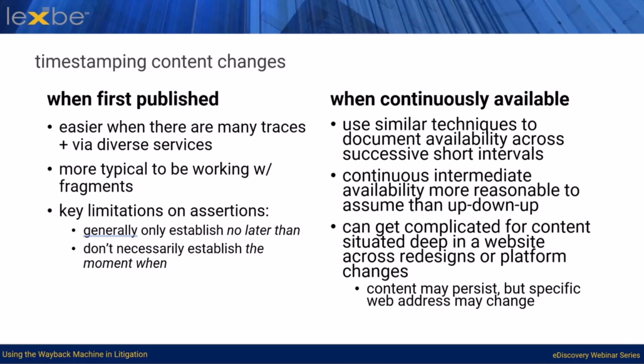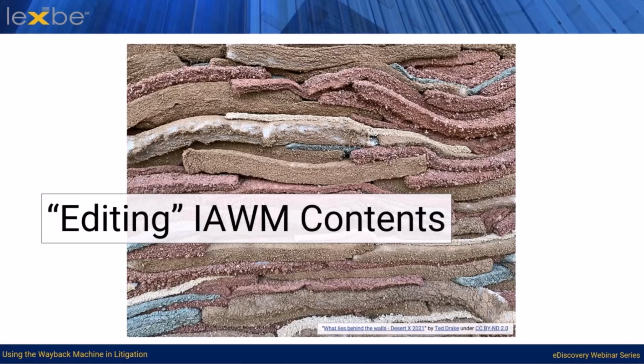Tracking the continuous historical availability of information can get complicated if there are intervening website redesigns. The information may have nonetheless been continuously available, but at different locations on the same website over time. In this last section, I'll discuss the qualified ways in which it's possible to affect the contents of the Wayback Machine.